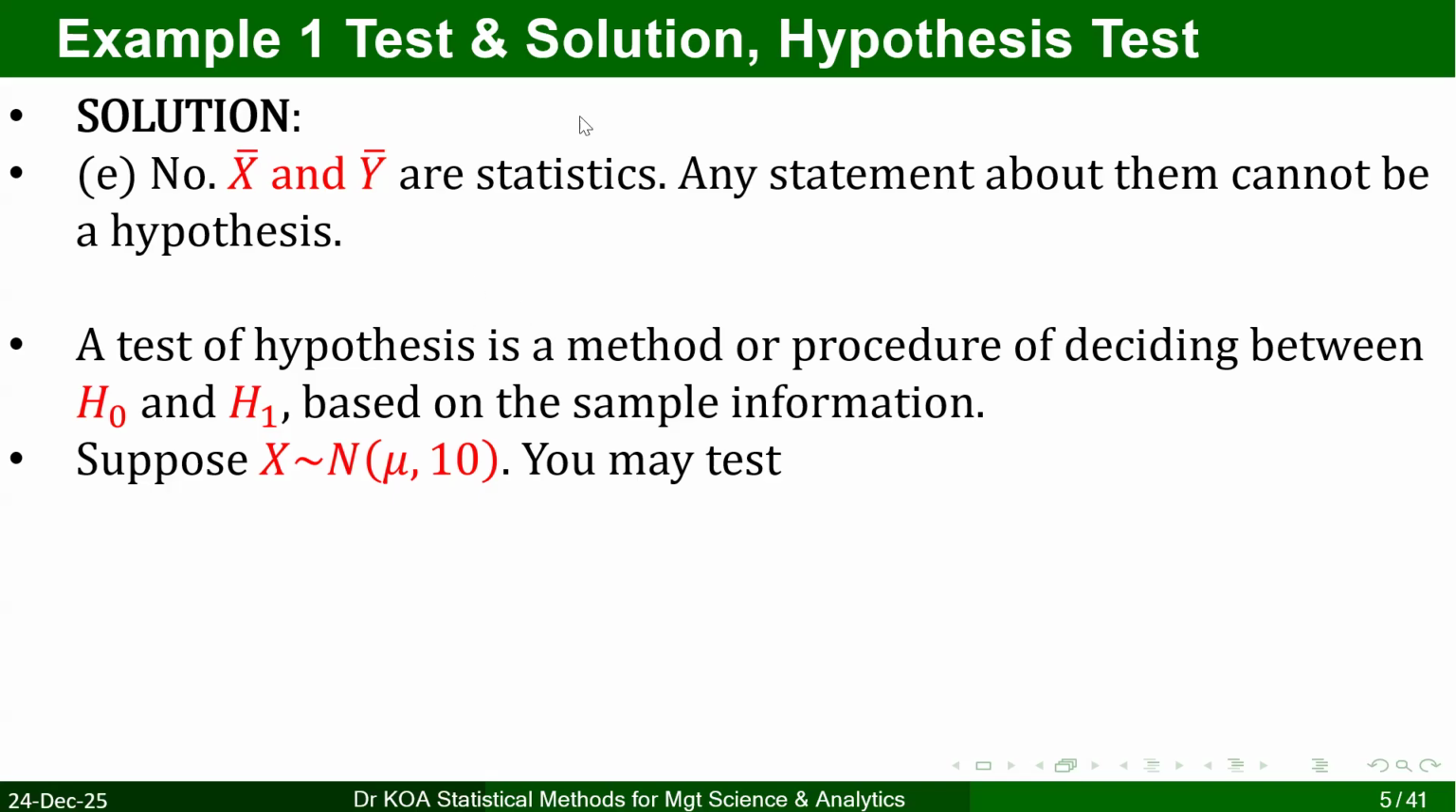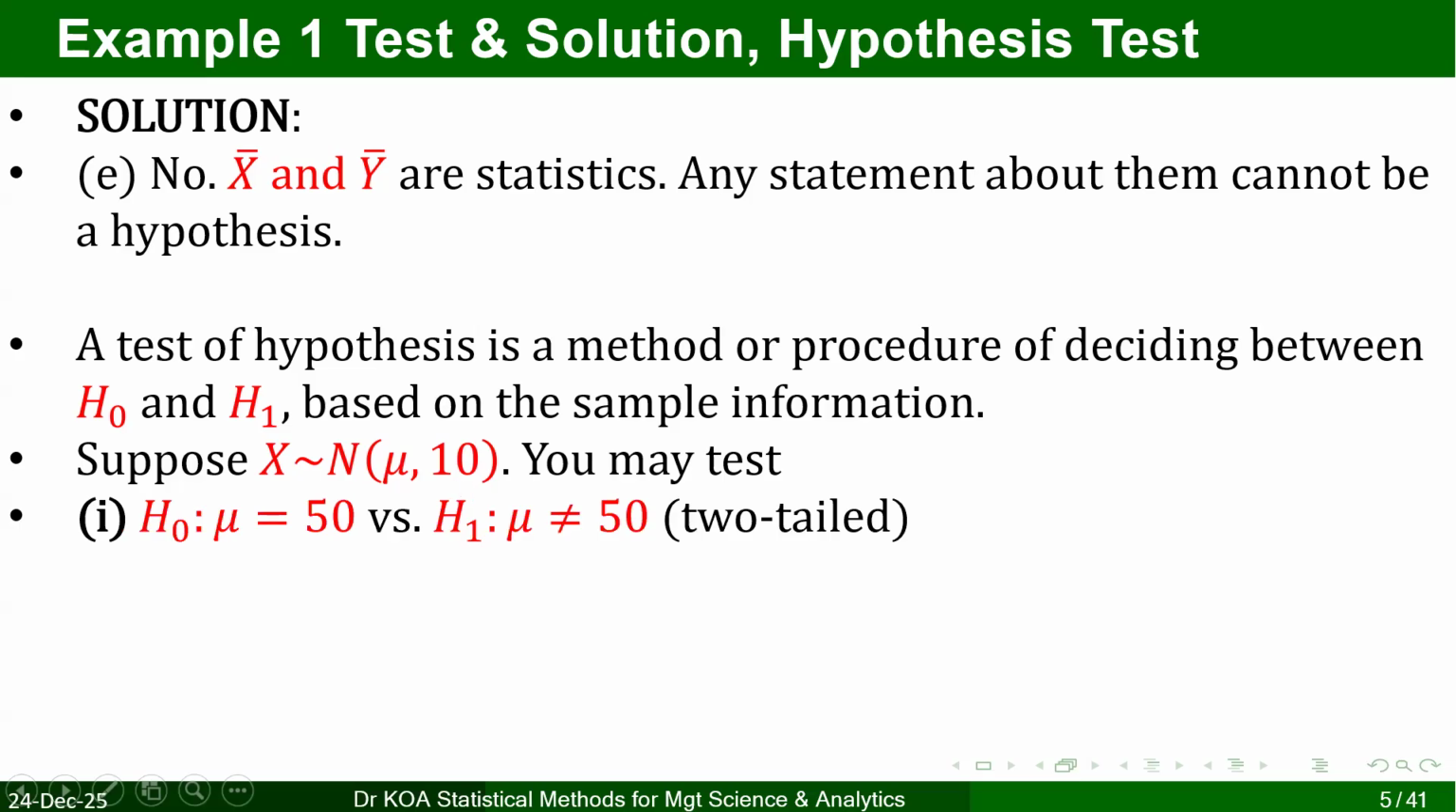Okay, now let's assume that you have this X, which is normally distributed with a population mean of mu and a standard deviation of 10. On the basis of this, you can test the null hypothesis where mu is 50 against the alternative where it's not 50. This is known as a two-tailed test. You can tell me why it's a two-tailed test. Why is this a two-tailed test? And the two-tailed test is based on which of the two hypotheses? Is it the null or the alternative?